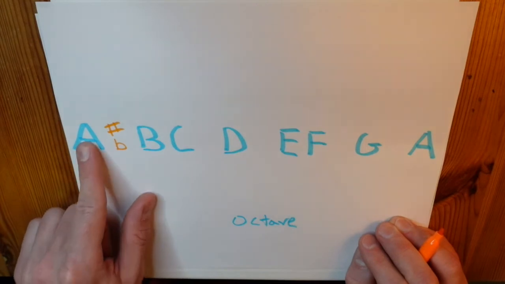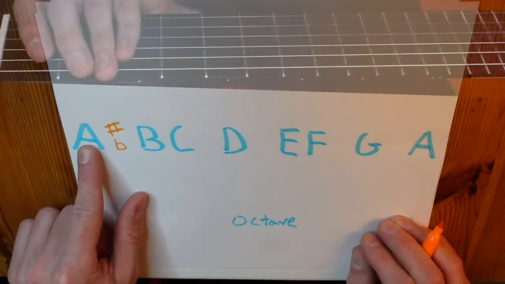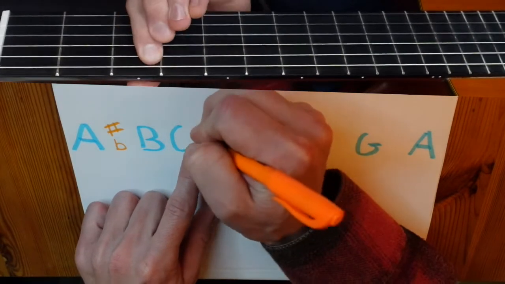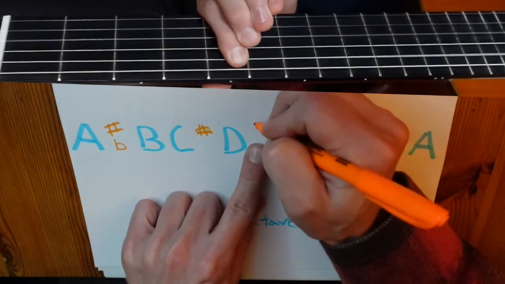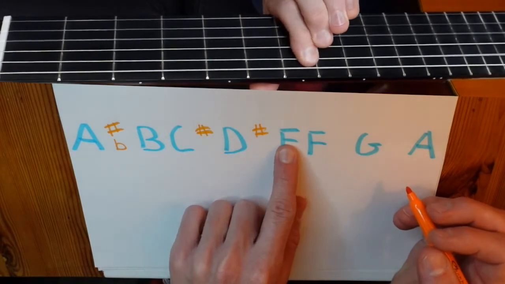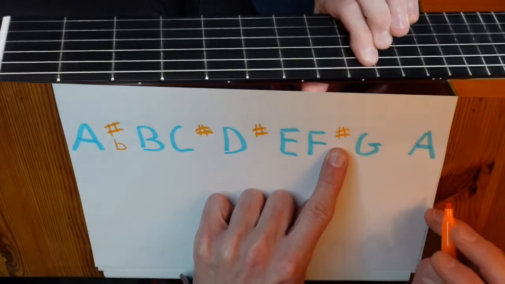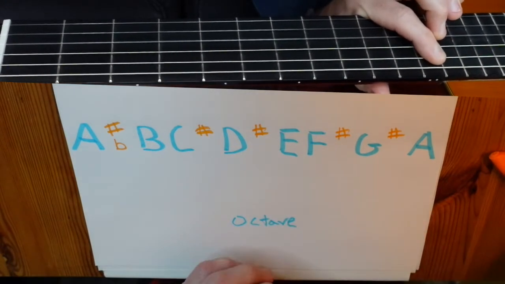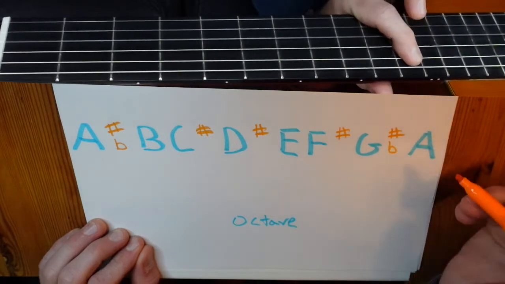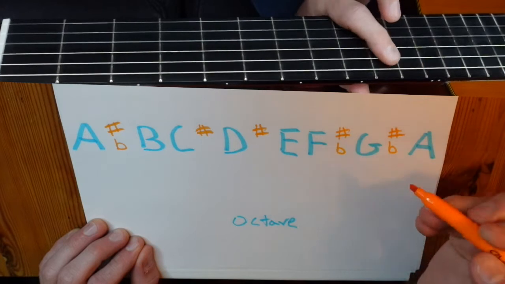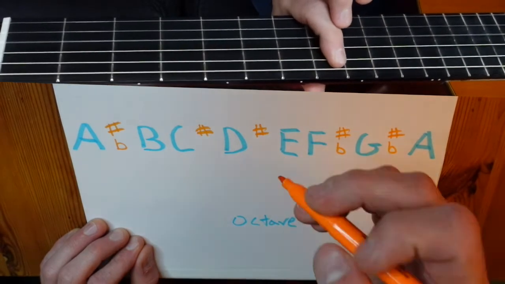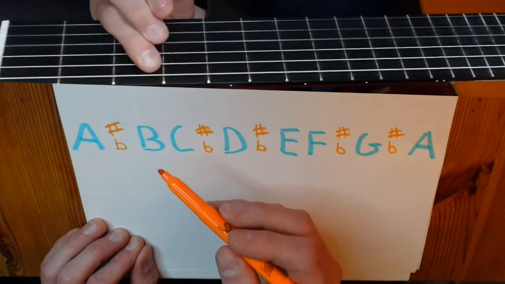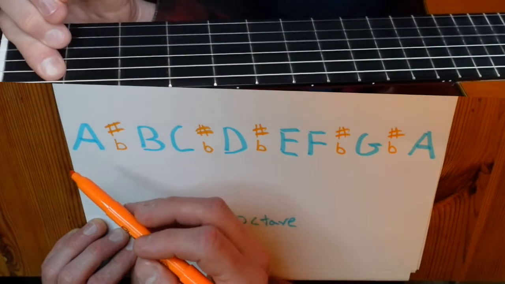So we have A. Here, I'll play them on my guitar now. A sharp, B, C, C sharp, D, D sharp, E, F, F sharp, G, G sharp, and A. I'm going to go down now. I'm going to go the other way. A flat, G, G flat, F, E, E flat, D, D flat, C, B, B flat, and back down to A.